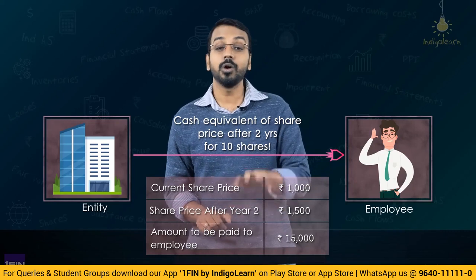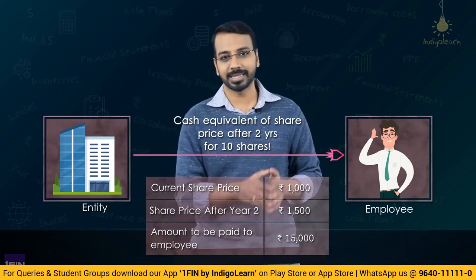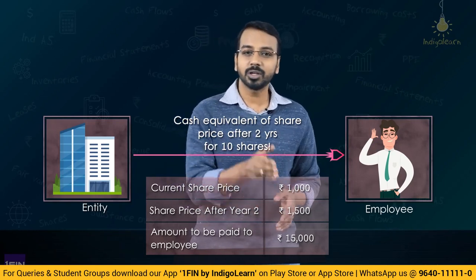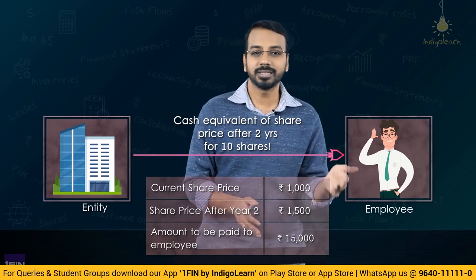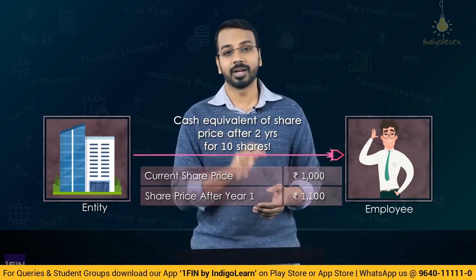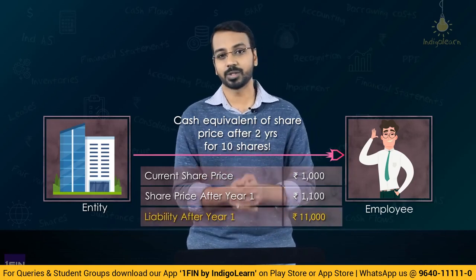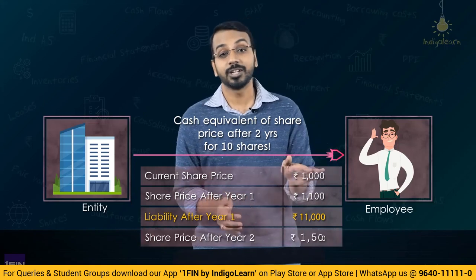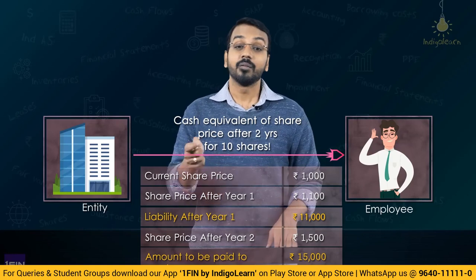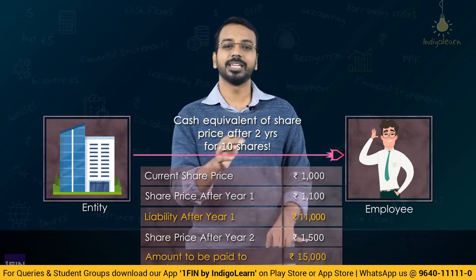But when it comes to a cash settled transaction, your liability keeps on changing depending on the changes in share prices. Say for example, at the end of year 1, the value is 1100. So your liability estimated would be 1100 multiplied by 10, 11,000. At the end of year 2, it became 1500, so 1500 multiplied by 10, it became 15,000. Like this, whenever there is a cash settled transaction, the value of liability keeps on changing.